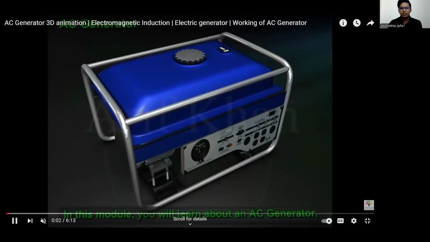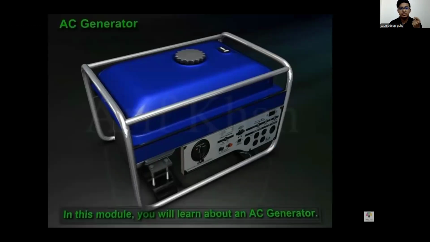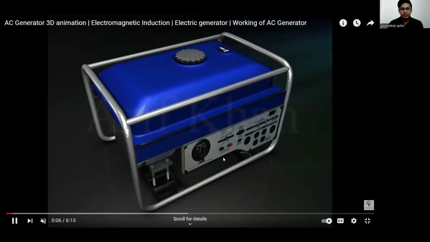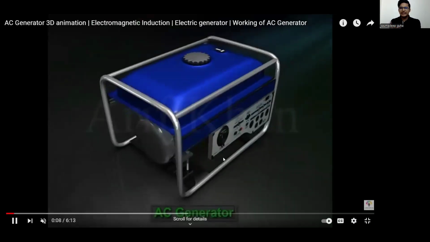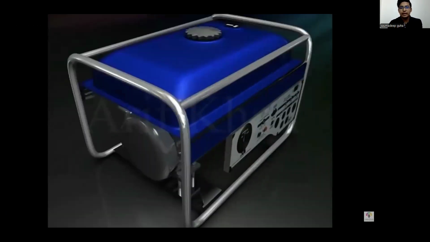This is how from the external structure the AC generator looks. Now if we dissect it, if we go into it, then how would it look like? Let us see.